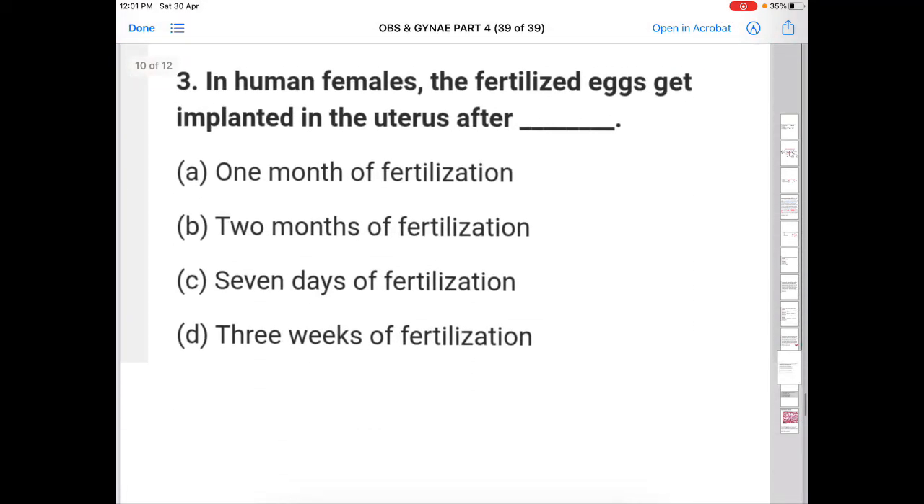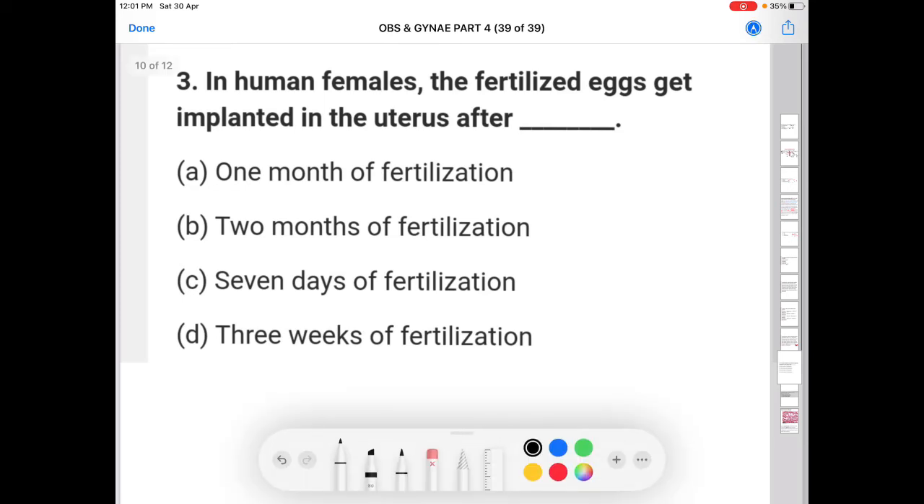Next question. In human females, the fertilized eggs get implanted in the uterus after 1 month of fertilization, 2 months of fertilization, 7 days of fertilization, or 3 weeks of fertilization. Implantation occurs within 7 days after fertilization. 7 days of fertilization.